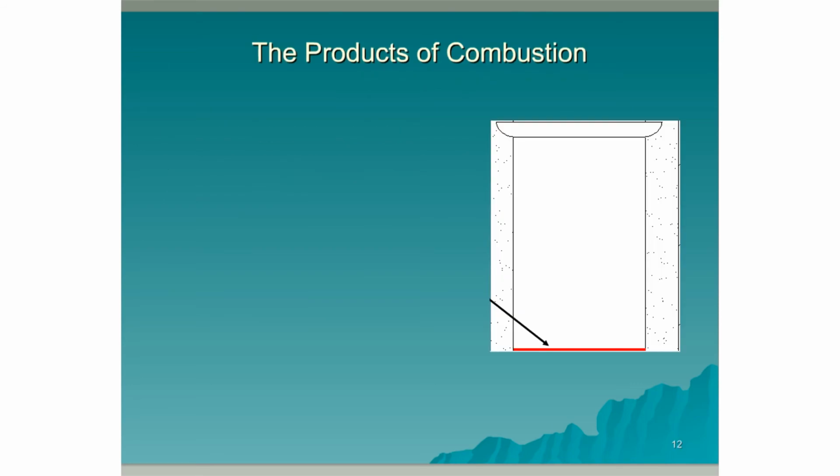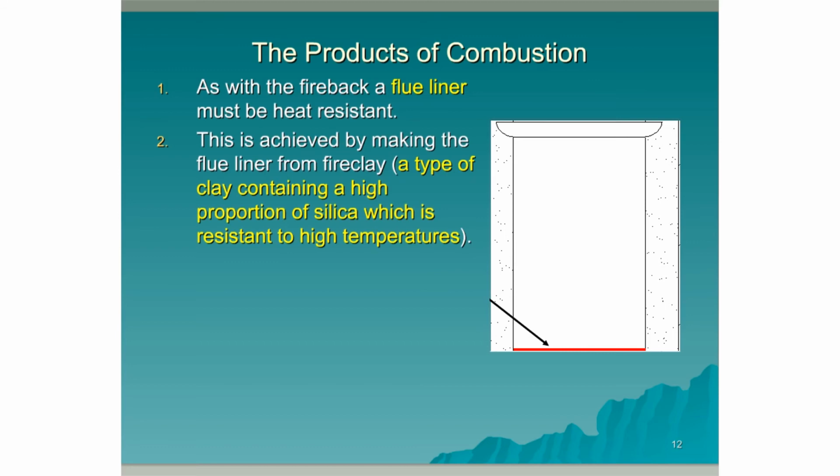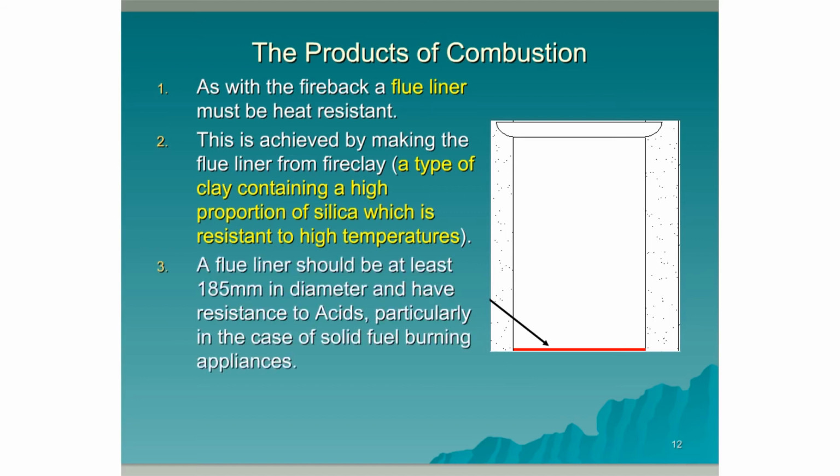The products of combustion. As with the fireback, a flue liner must be heat resistant. This is achieved by making the flue liner from fire clay. This is a type of clay containing a high proportion of silica, which is resistant to high temperatures. A flue liner should be at least 185 mm in diameter and have resistance to acids, particularly in the case of solid fuel burning appliances.